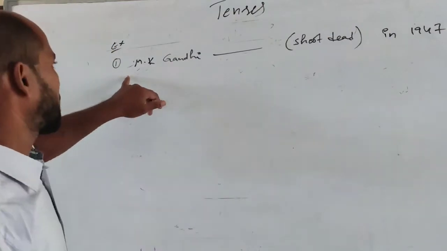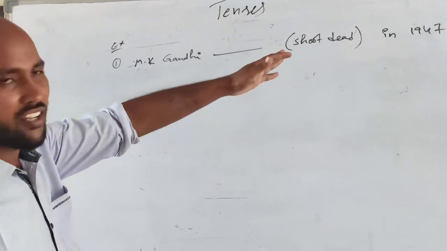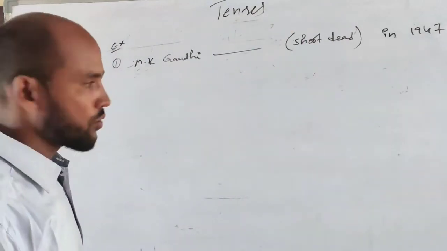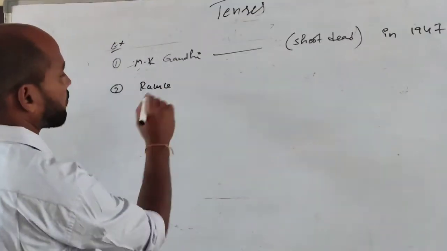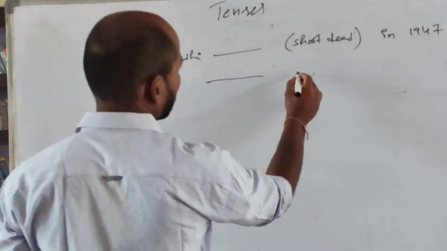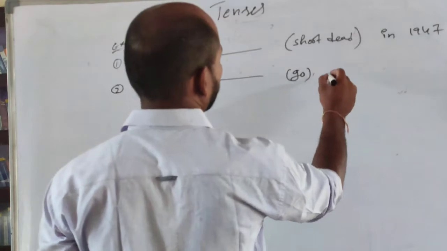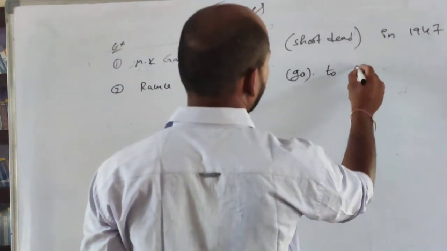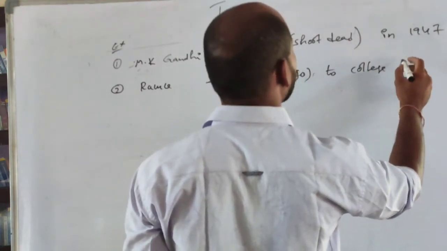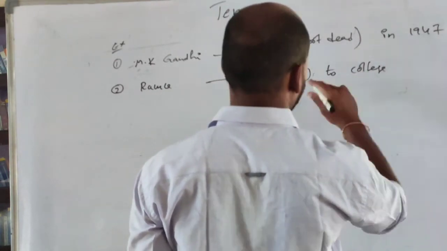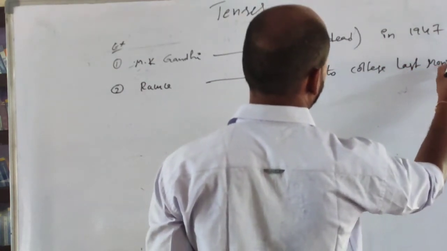First example is Mr. Mahatma Gandhi, in the bracket, shot dead, in 1947. It is the verb form. Next example is Ramu go to college last month.